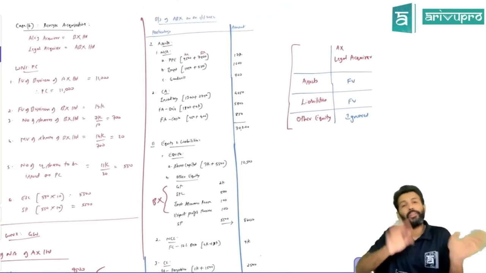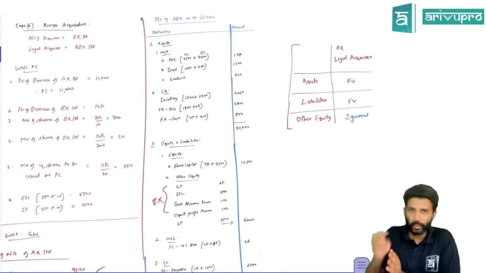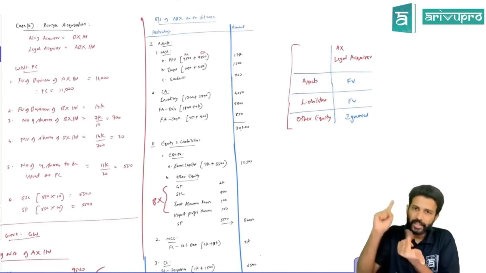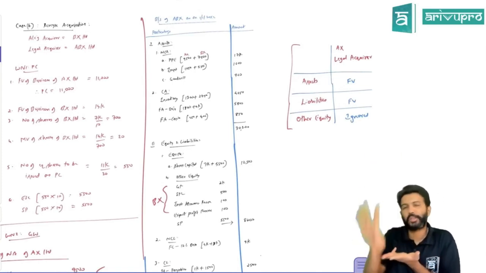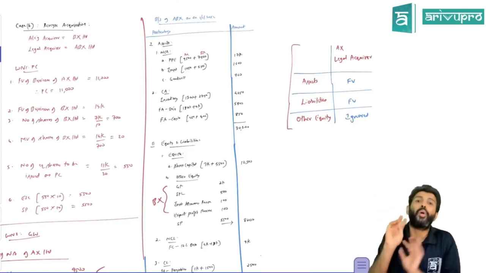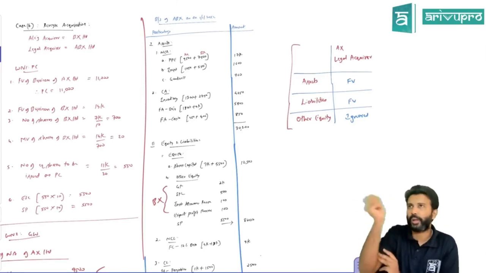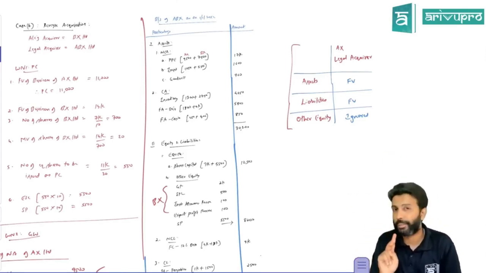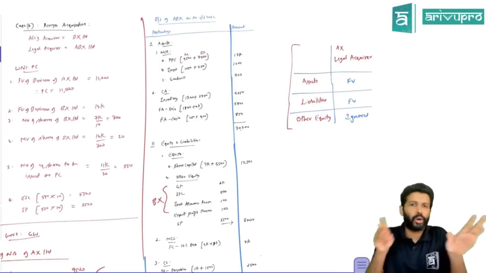And when you prepare the balance sheet, the real acquirer, which is BX, their assets, liabilities, other equity and share capital will be shown as they are, whatever is there. To this you add what? Only the subsidiary's assets and liabilities. Don't add other equity. Only add the subsidiary's assets and liabilities at fair value. Just go on doing this adjustment.